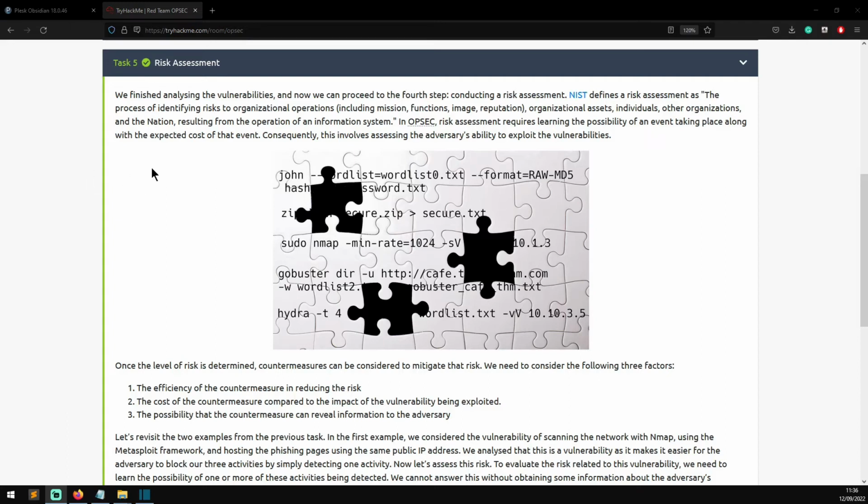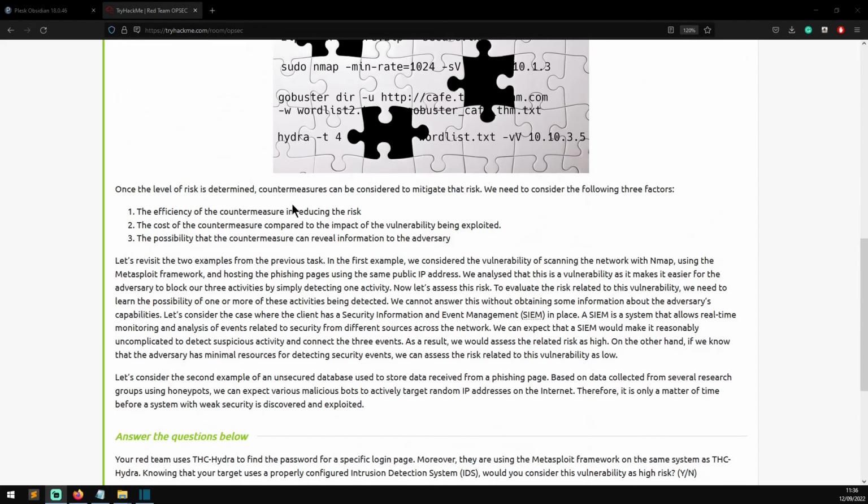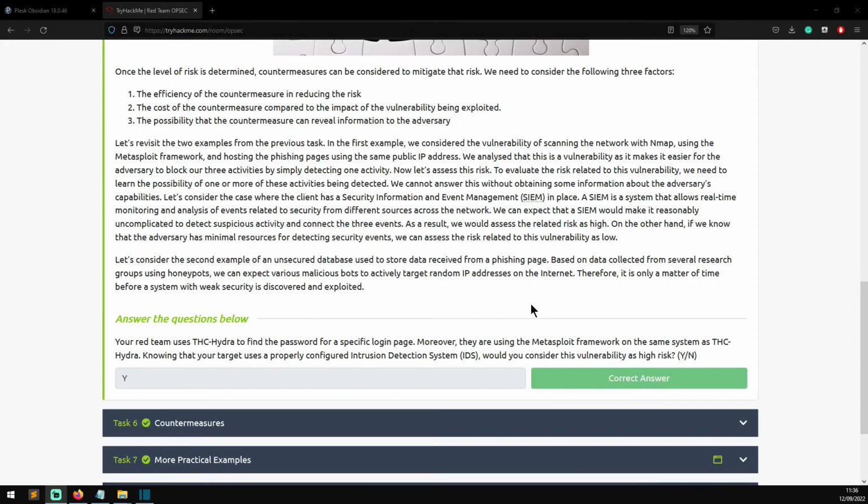You see there we've got John the Ripper, doing some zip2john maybe, to secure.txt, a bit of Nmap, Gobuster, some brute forcing. Once high level risks are determined, countermeasures can be considered to mitigate the risk. We need to consider the following three factors: the efficiency of the countermeasures in reducing the risk, the cost of the countermeasures compared to the impact of the vulnerability being exploited, and the possibility that the countermeasures can reveal information to the adversary.